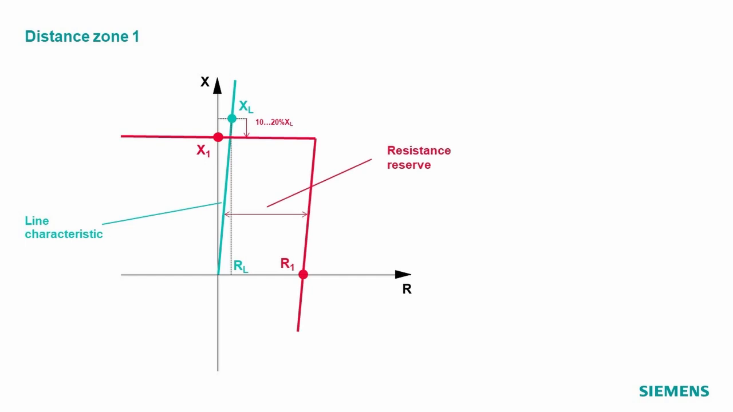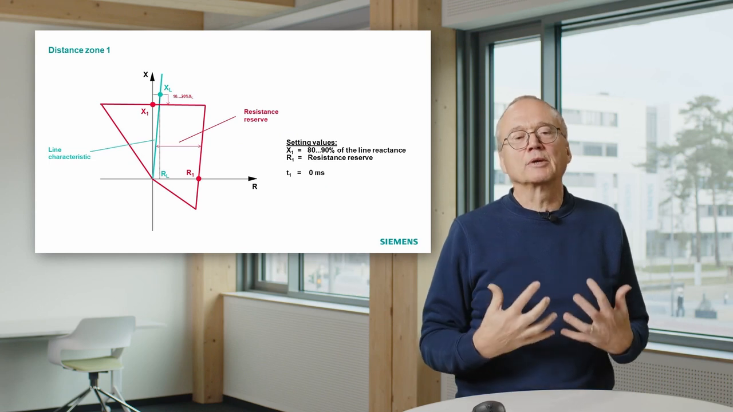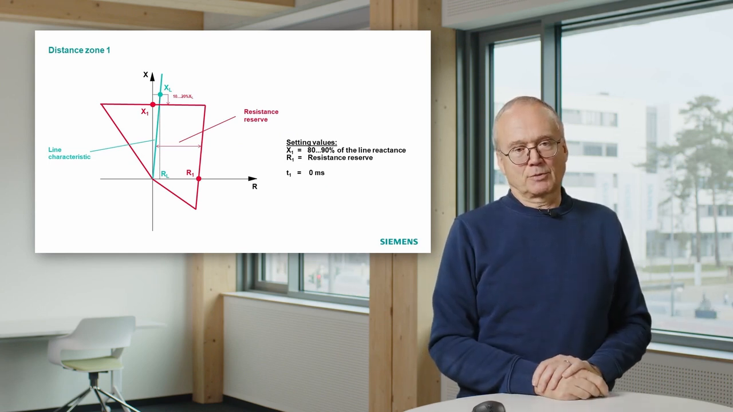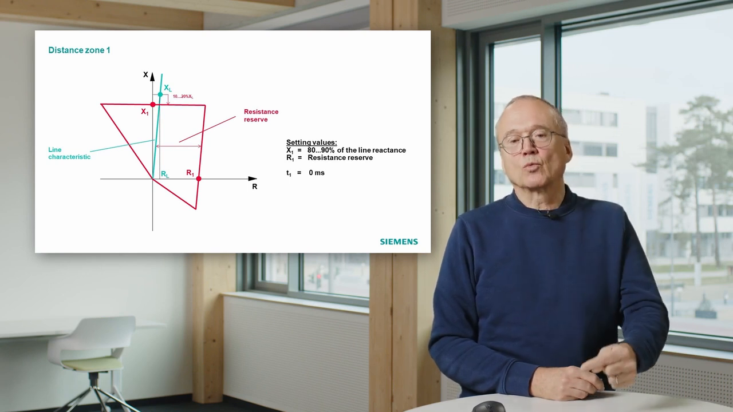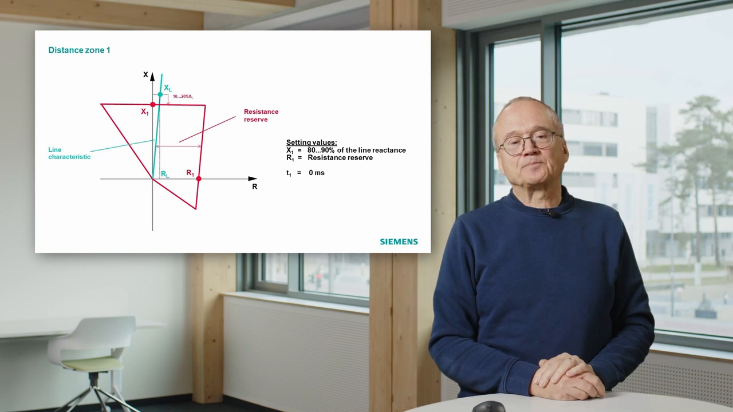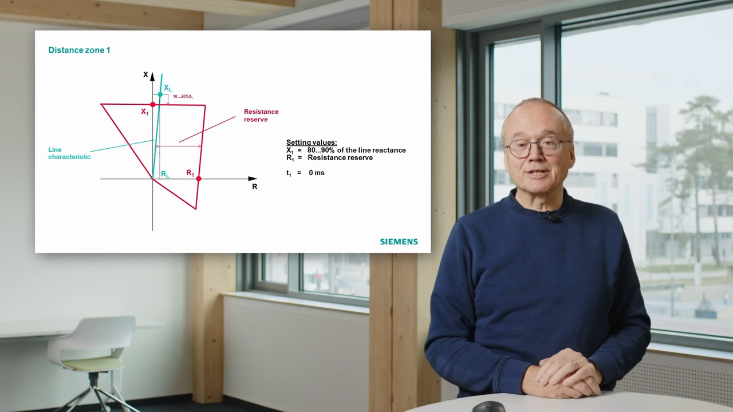Then the same story, right limitation for the fault resistance, and to make this area complete, also that limitation. That means we have a setting where the X value is 80 to 90% of the line reactance. And that is a standard value which is normally applied in distance protection. That avoids wrong tripping with faults on the next line, even with measurement errors. But of course it has a disadvantage.